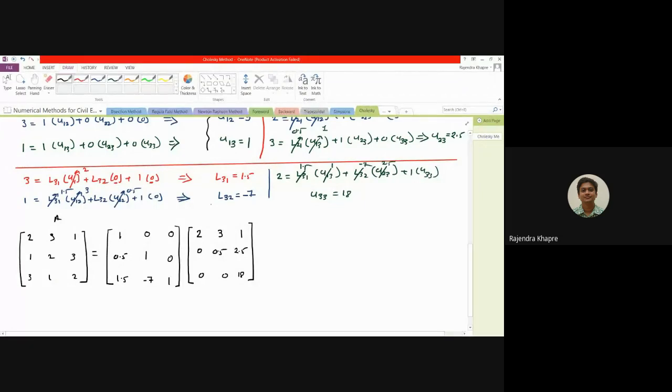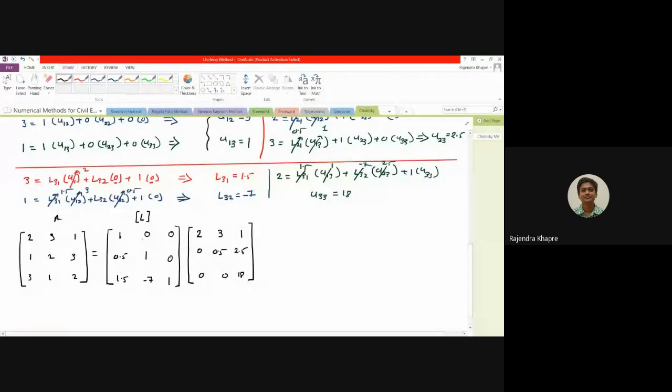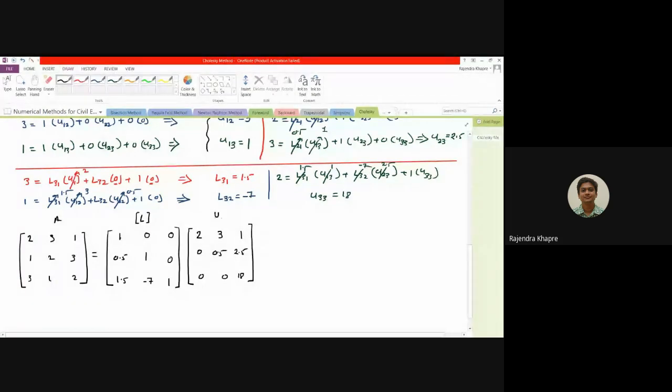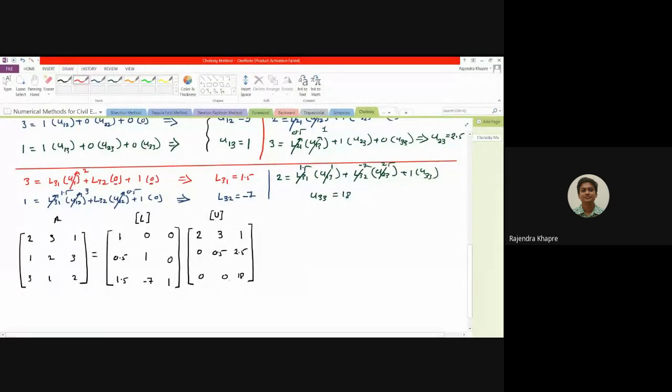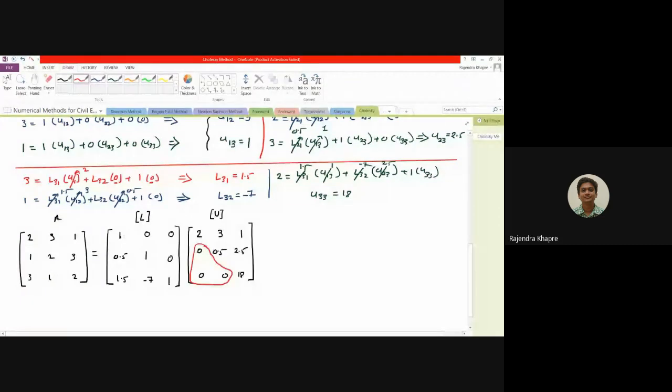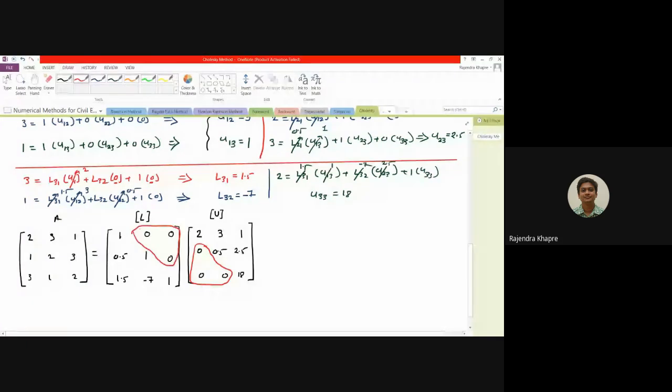Okay. So this particular matrix is called the lower triangular matrix, where the upper triangle is 0. And this is called the upper triangular matrix, where the lower triangle is 0. Here you can see the lower triangle is 0 over here, and here the upper triangle is 0. Now if you want, you can verify this. If you multiply L into U, you should get back the original matrix A.